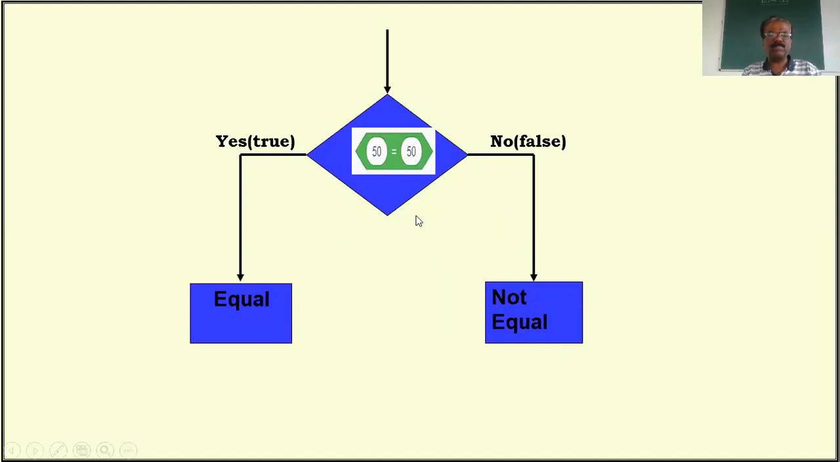Suppose one more example. I'm going to compare two numbers for equality. If both numbers are equal, suppose 50 equal to 50, we know that the condition is true, so we can say equal. Suppose here we have 40 and here 50. If we try to compare, what is the result? That is false. Therefore, 40 is not equal to 50, so you have to display something like not equal.